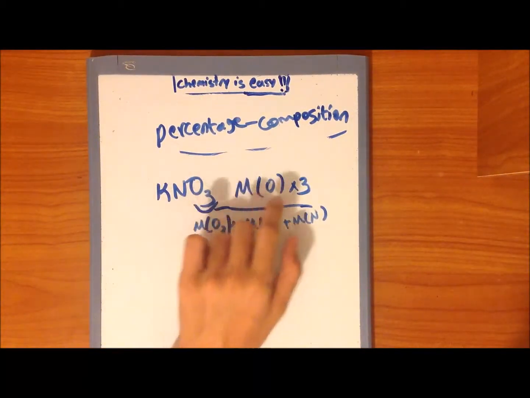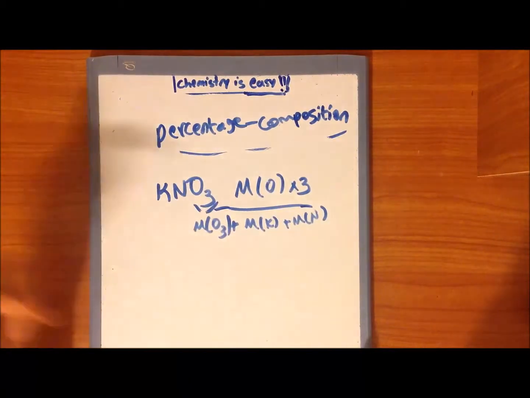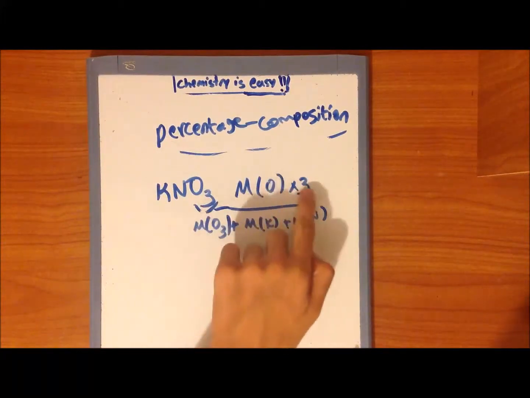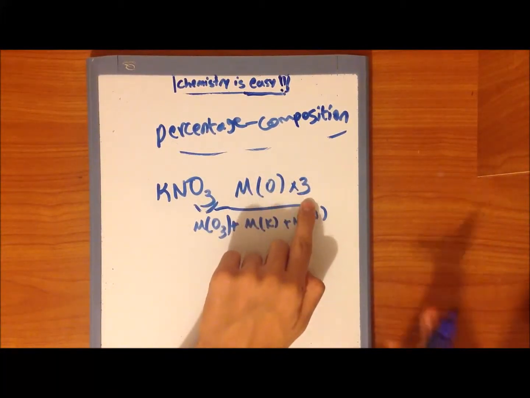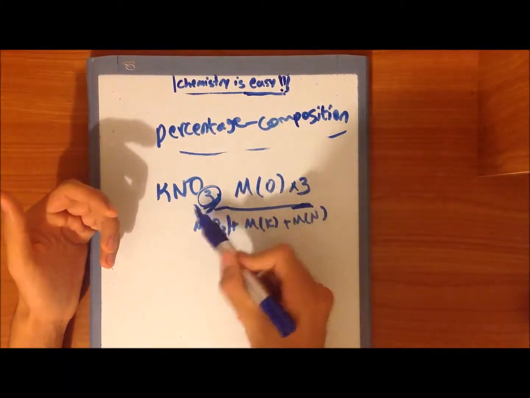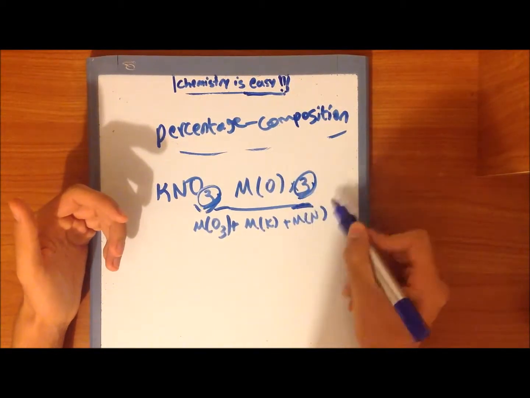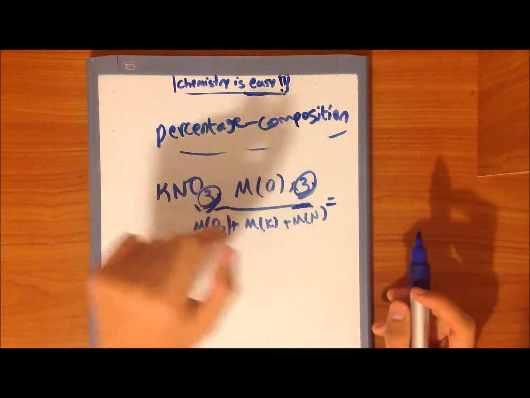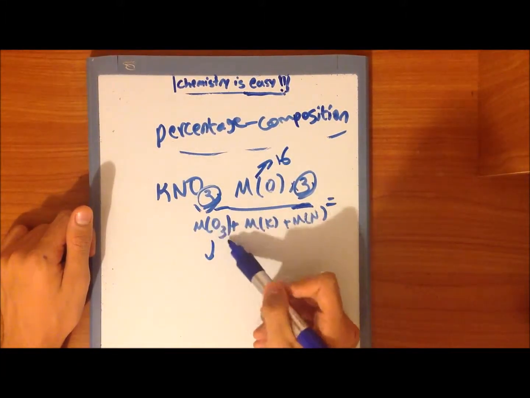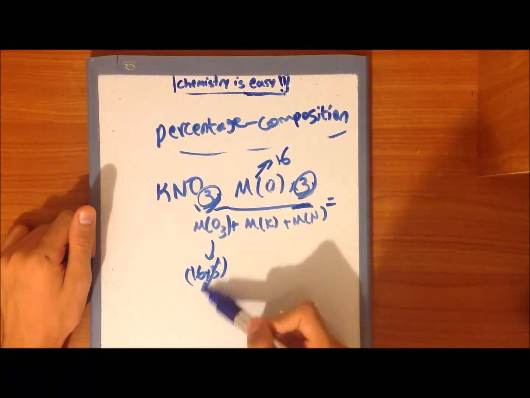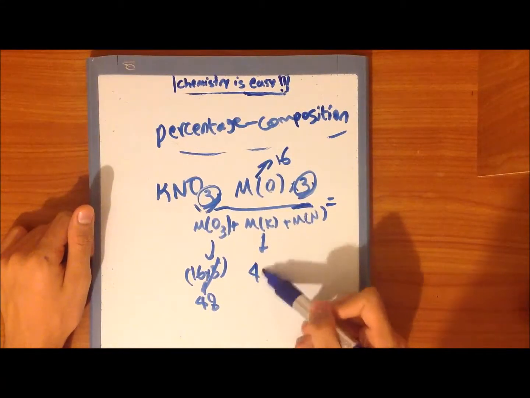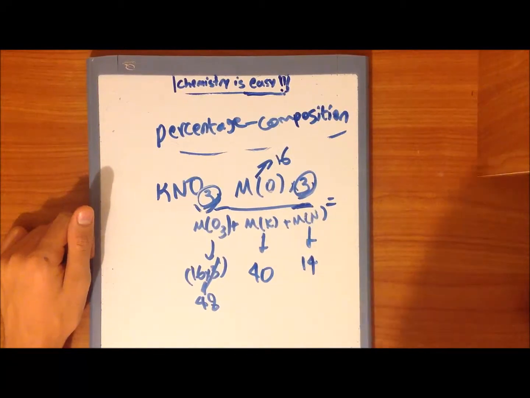Why times oxygen by 3? Because I have 3 oxygens here. So 3 oxygens must be counted, because having 3 oxygens causes the percentage to be higher. So I must write the subscript of it here. So 3 times the molar mass of oxygen, which is 16; 16 times 3 is 48. Molar mass of potassium, which is 40, and molar mass of nitrogen, which is 14.